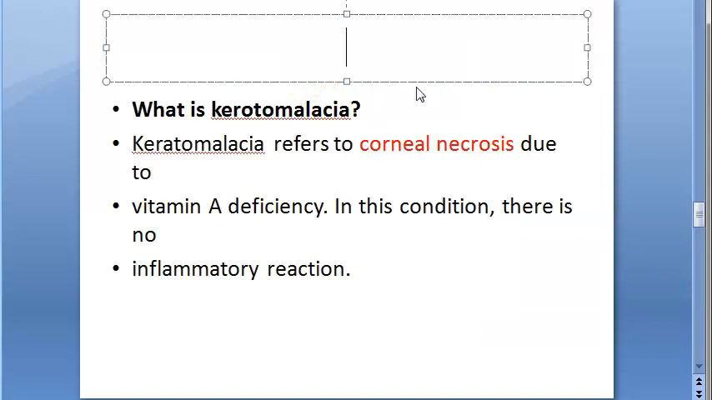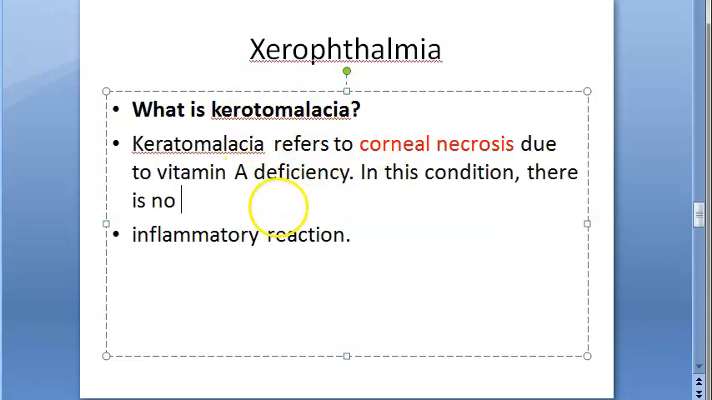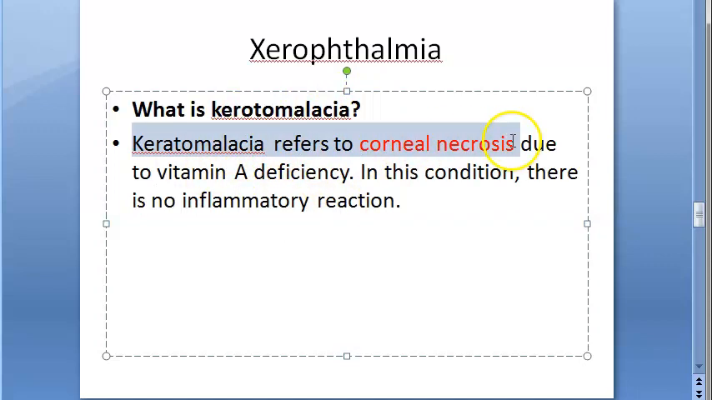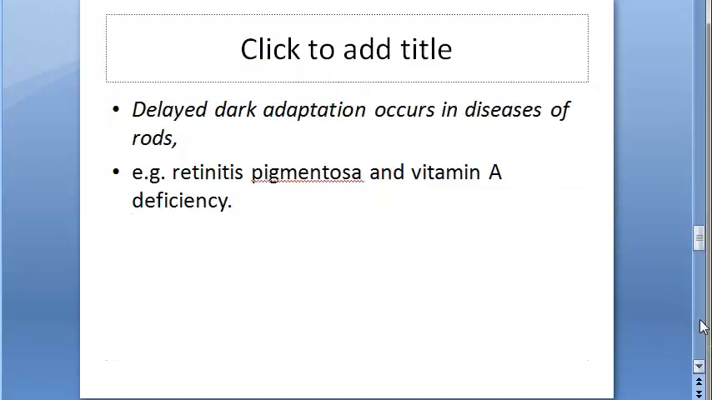So what are we discussing today? Xerophthalmia. So what is keratomalacia? So basically you need to learn this word. Keratomalacia refers to corneal necrosis. So that is in the WHO classification. When we are coming to cornea, there they will explain this word, corneal malacia. So we will come to that. Corneal necrosis and all they are saying, ulceration, necrosis, etc.